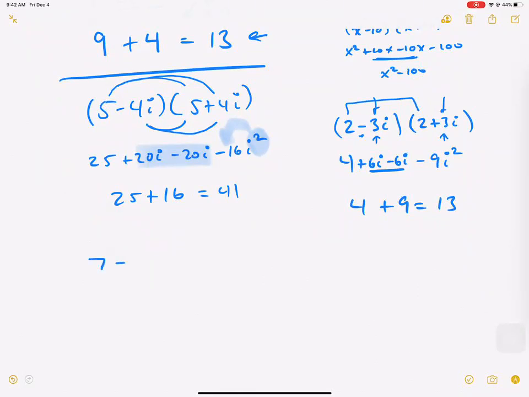7 minus 2i. What's the conjugate of 7 minus 2i? 7 plus 2i. If I multiply these out, can you guys come up with the answer in less than 10 seconds? Even without doing any work. We know for sure 7 squared is 49. We know for sure in the back it's going to be negative 4i squared, which becomes positive 4, so 53. We are done.